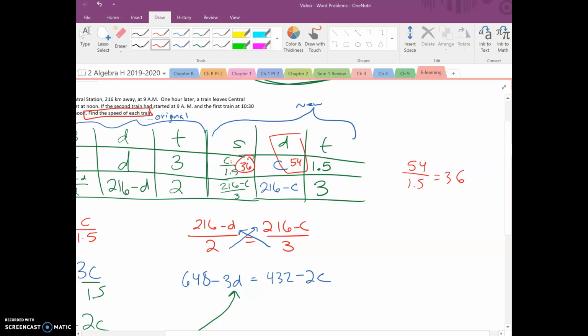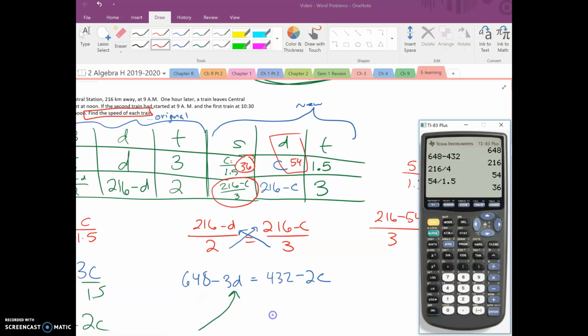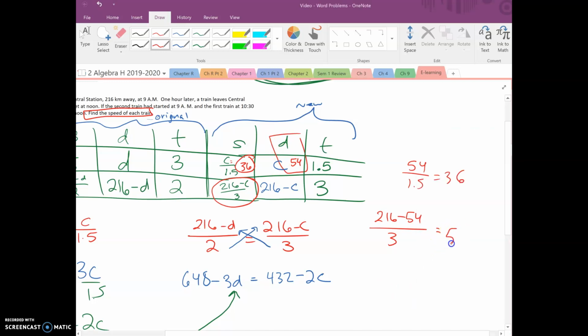Now, in theory, that should be the same as the first trip. Now we can figure out the speed of train B on either trip as well. That was 216 minus c, over 3. We now know that c is 54. So 216 minus 54 is 162. That number divided by 3 is 54. Oh, that's kind of funny. All right, checking my answer. Yep, those are the answers we were supposed to get in the back of the book. Kilometers per hour, kilometers per hour.